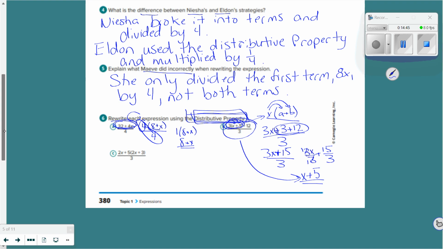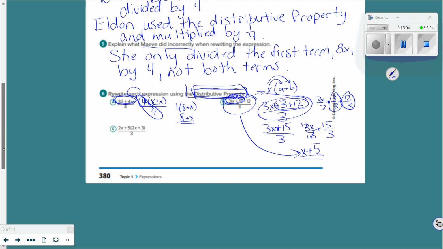So all she did was she took this part and broke it into pieces, which said 3x over 3 plus 3 over 3 plus 12 over 3. So she didn't combine our like terms, but because those are all factors of 3, that one would work.